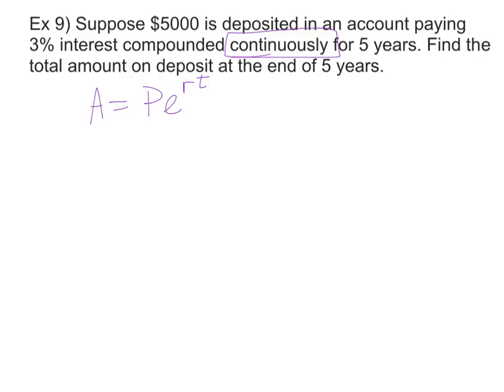So let's do it right now. Because of the continuous, that's where we use that natural exponential. So again, let's label it. $5,000 is deposited, so that's my principal. 3% interest is 0.03. Compounded continuously, that's my E. And my time here is 5 years. So plug in what we've got. We're trying to figure out A. My principal is $5,000. E to my rate is 0.03. And my time is 5.